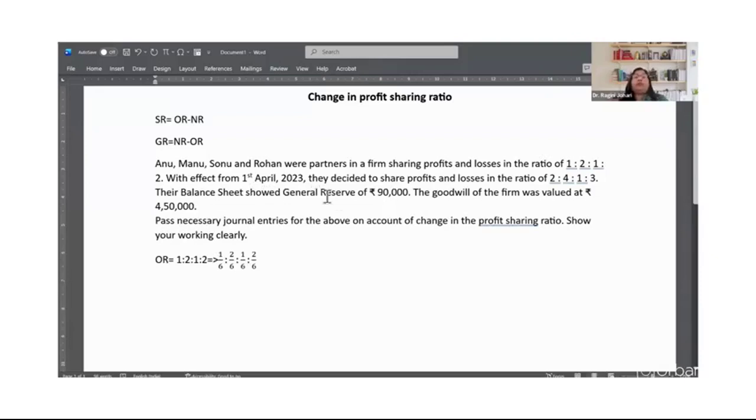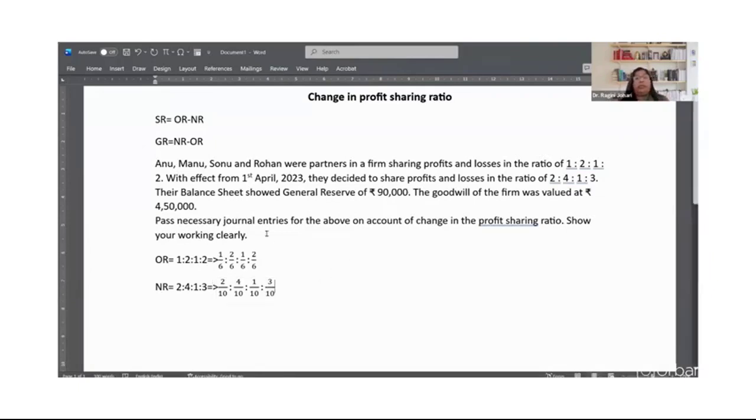Now it says with effect from 1st April, they decided to share profits and losses in a new ratio, which is given to us as 2:4:1:3. Now writing this also in fractions, what do we find? 2/10, 4/10, 1/10, 3/10.